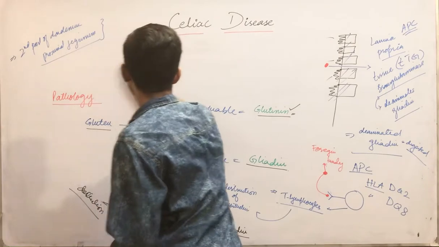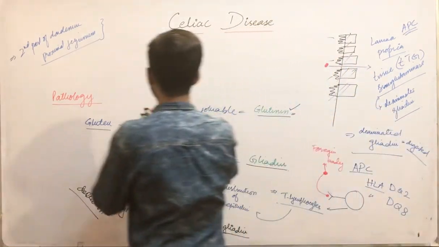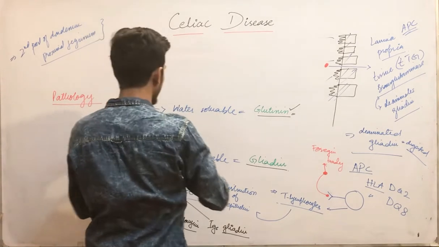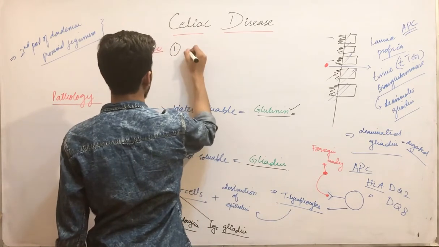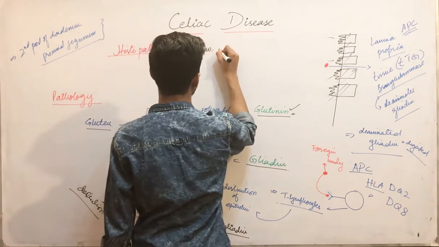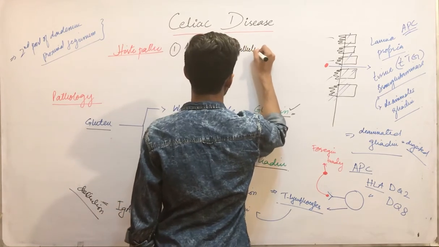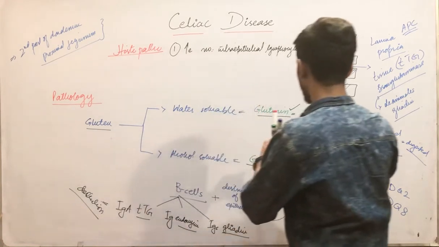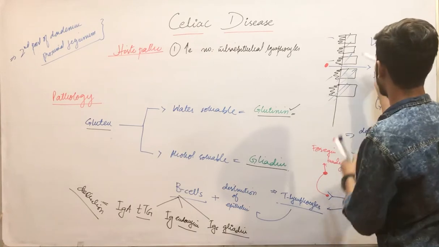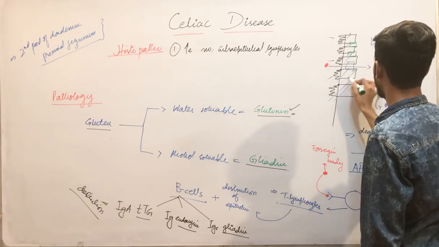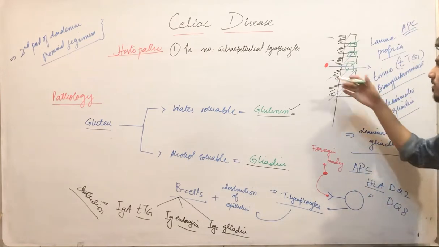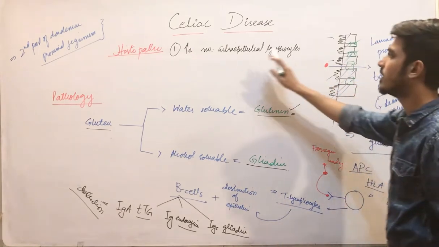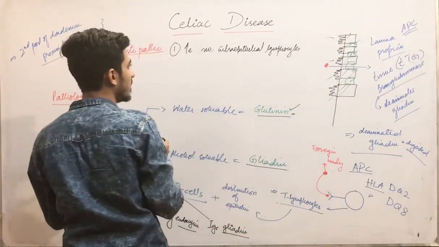What is the histopathology of this disease? There are four important features in the histopathology. Number one, you will find an increased number of intraepithelial lymphocytes. These lymphocytes are present here in the epithelium, and because their function is maybe to transfer the gliadin towards the lamina propria, there will be an increased number of the intraepithelial lymphocytes.